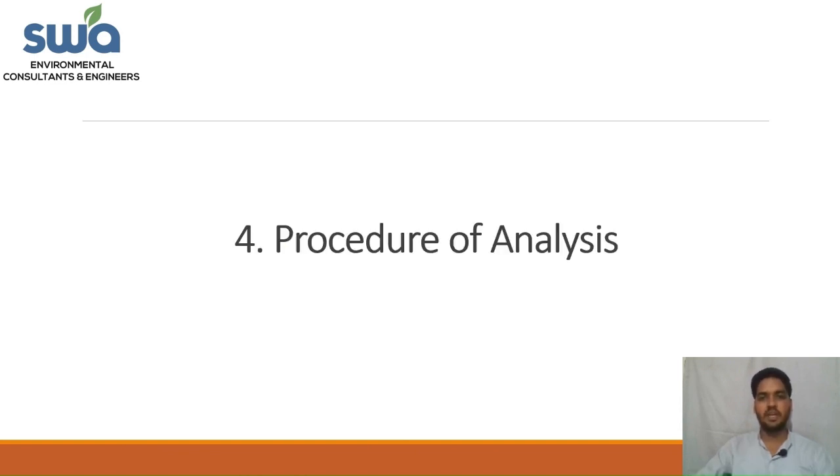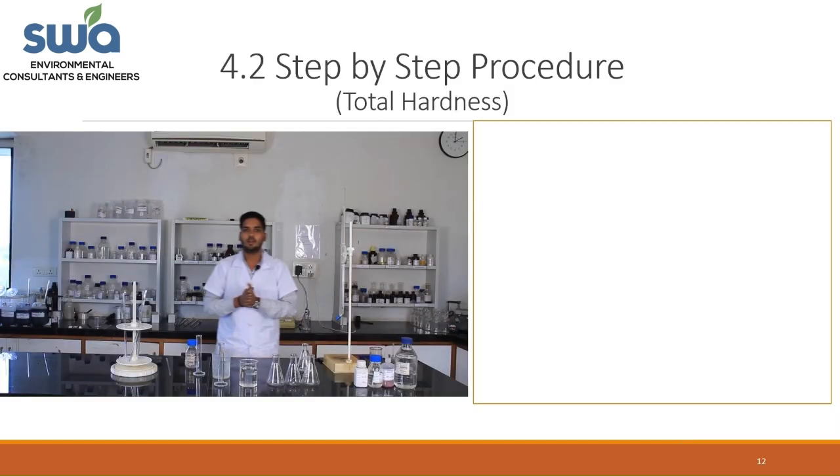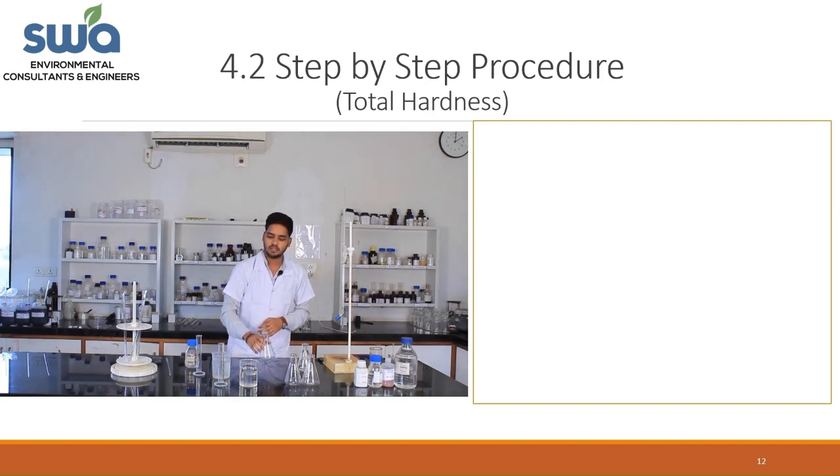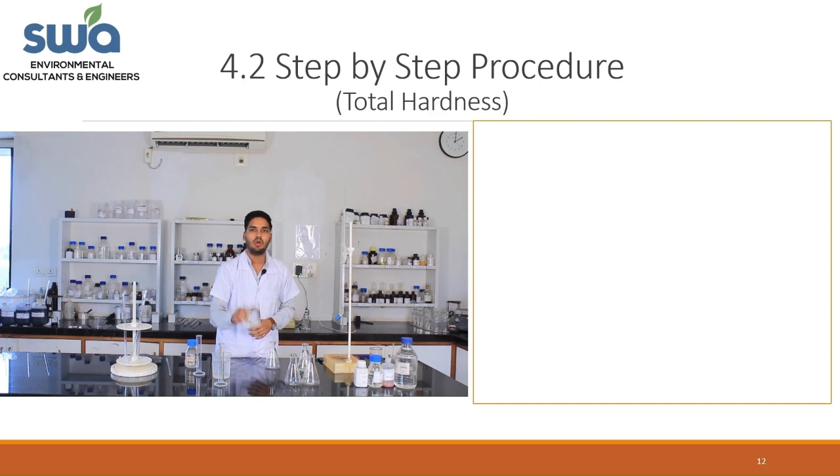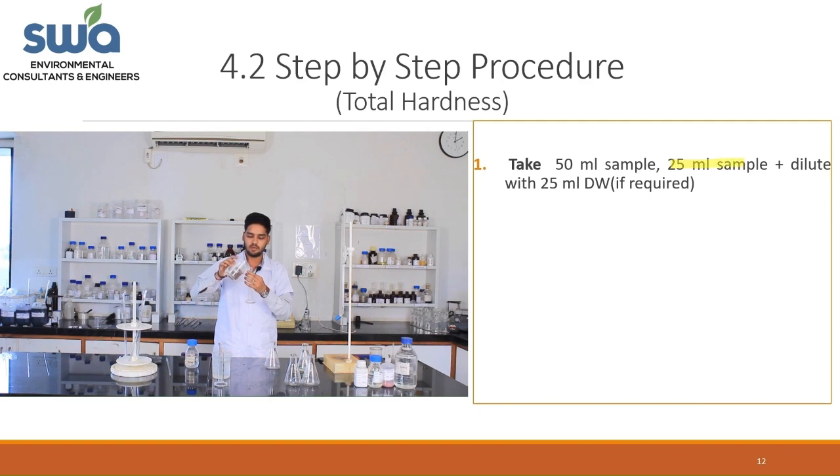Now we will see the step by step procedure of analysis, first for total hardness and next we will see the procedure for calcium hardness. So now we will see the step by step procedure for hardness. We will take one conical flask, and here we are taking a sample of borewell water. We will measure 25 ml of sample and dilute it to 50 ml by adding distilled water. Transfer the sample into the conical flask.